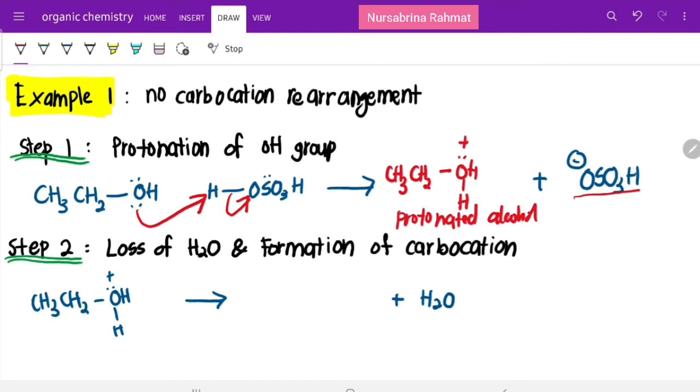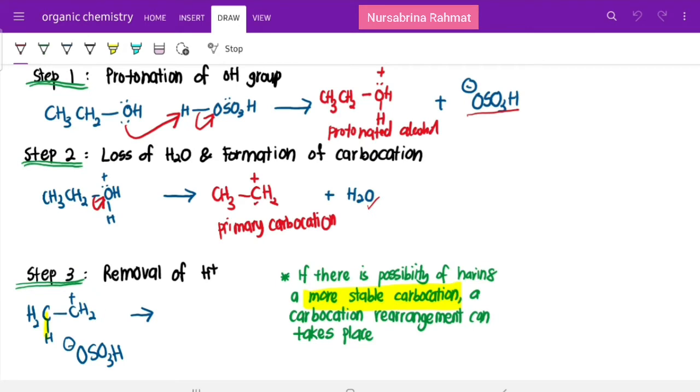From this protonated alcohol, we're going to move to the next step, which is the loss of water in your protonated alcohol. The bond between the carbon and the oxygen here will break heterolytically. So we're going to form a carbocation CH3CH2 with a plus charge. This is a primary carbocation. Why do I say it is a primary carbocation? Because the carbon here is only bonded to one other carbon, so it's one carbon, which means a primary carbocation. In the process, we are losing water as well.